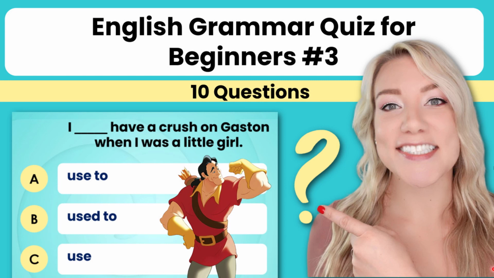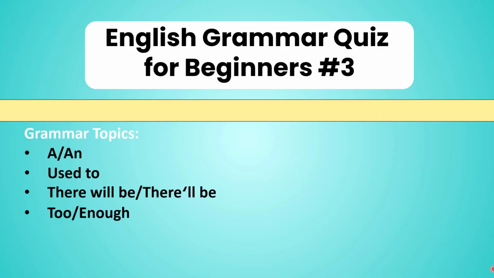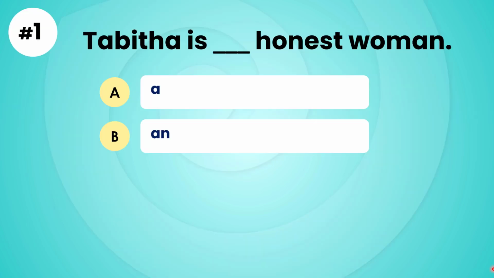This is my English grammar quiz for beginners number 3, and in today's quiz we're going to cover the grammar topics a, an, used to, there will be, and too and enough. I will read you each question and you will have 5 seconds to choose the correct answer.